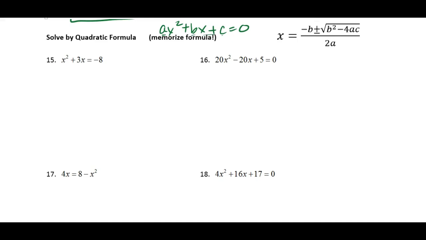All right. So obviously, like on 15, I need to move that 8 back over so I have the 3 values on one side of the equal sign. So doing that, I have x squared plus 3x plus 8 equals 0. Now I can use the quadratic formula. It says negative b, so negative 3 plus or minus the square root of 3 squared minus 4 times a, which is 1, times 8, which is c.